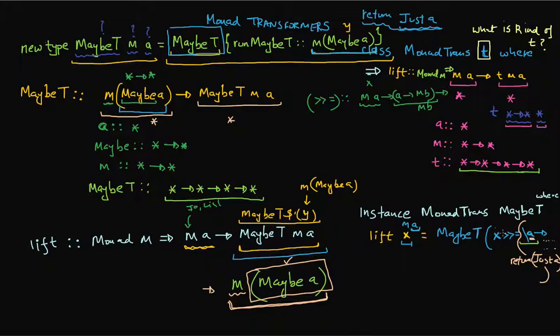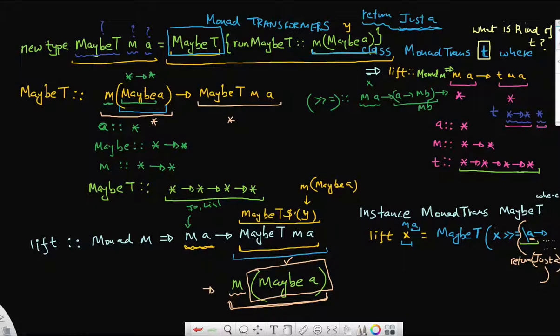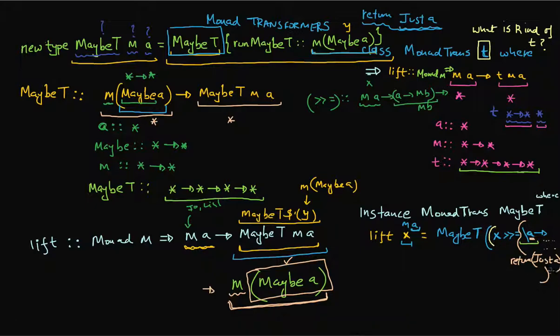entire expression, which is this piece over here, this entire function in this slight yellow color, is going to have a type of m of maybe of a, and on that I'm going to run the value constructor maybe of t, and running the value constructor maybe of t is now going to result in a value which is going to have a type of maybe t of m a.